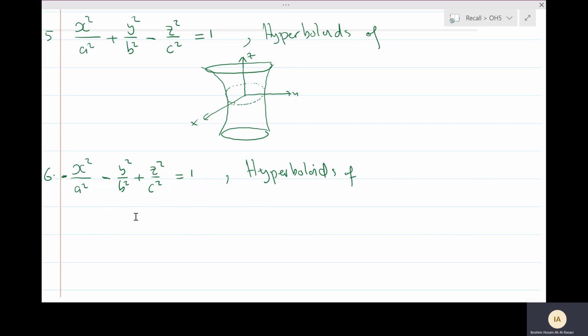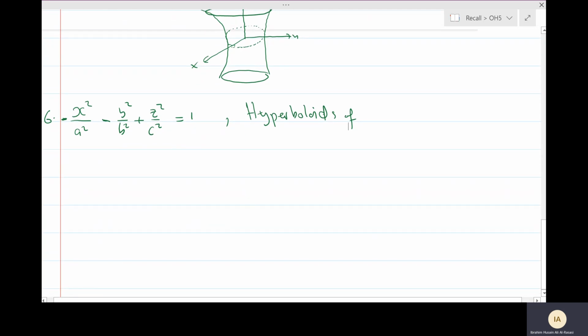So how to graph this one? Notice the following. This is x and this is y and this is z. What is the trace in the xy plane? Z equals 0. There is no trace. So nothing. There is no graph here. If you take other traces, they will be hyperbolas. If y equals 0 or x equals 0, they will be hyperbolas. For a hyperbola, just draw any hyperbola. There is no graph here.